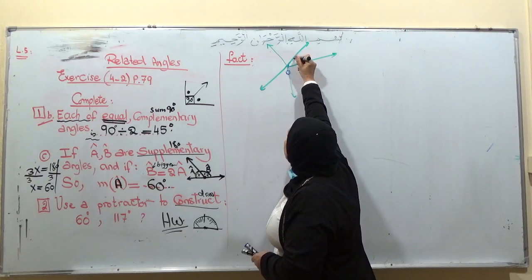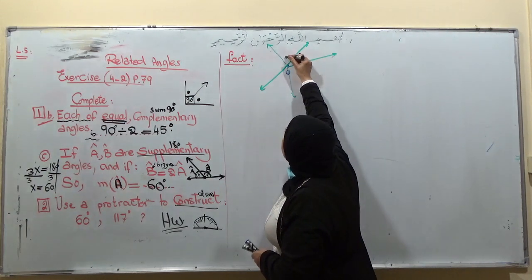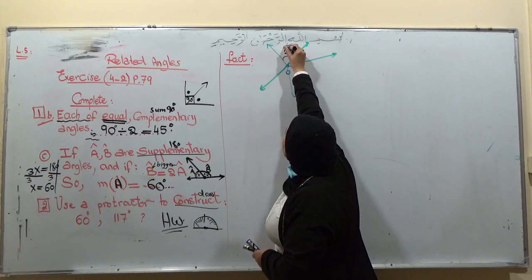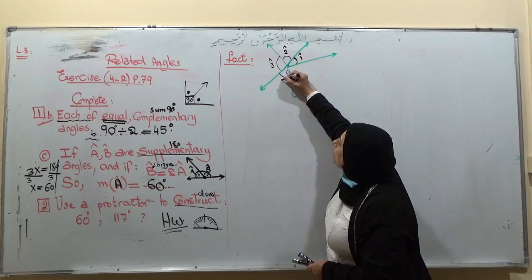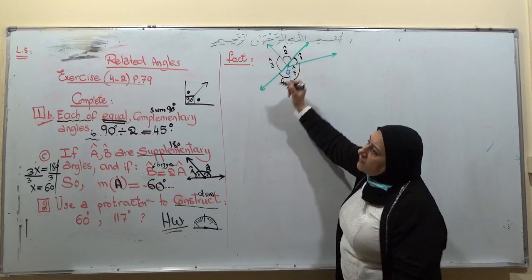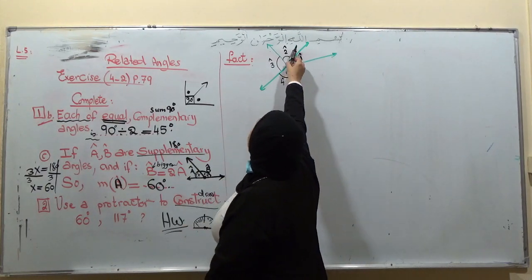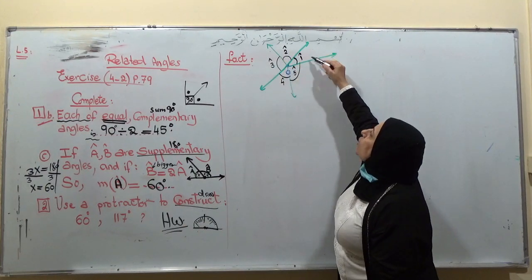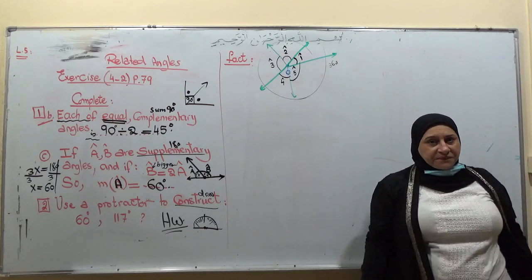This angle is angle 1, and this angle is angle 2. This angle is angle 3, and this one, angle 4. This angle is angle 5. If you start from here and rotate a complete circle, it is 360.